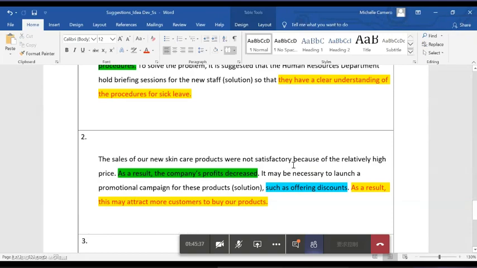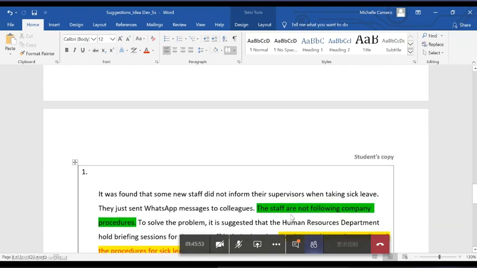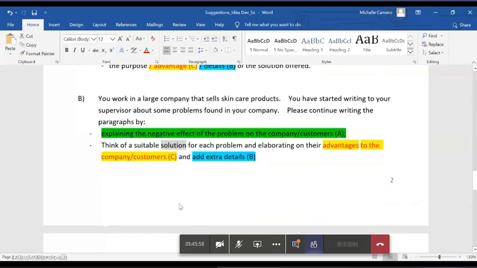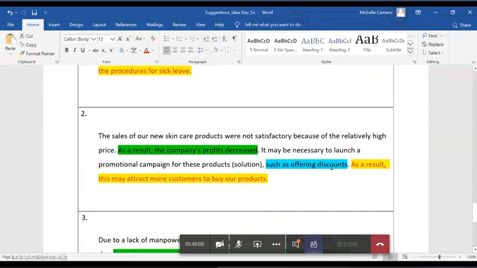Okay, what do we do to solve this problem? It may be necessary to launch a promotional campaign for these products. That's the solution, such as offering discounts. So now you're giving extra details about this promotional campaign. You're saying such as offering discounts. So this is highlighted in blue, so you know that this is an example of giving extra details about the solution. Then you can say, as a result.